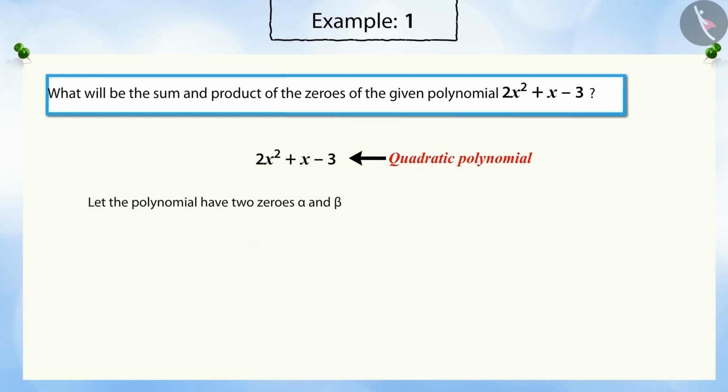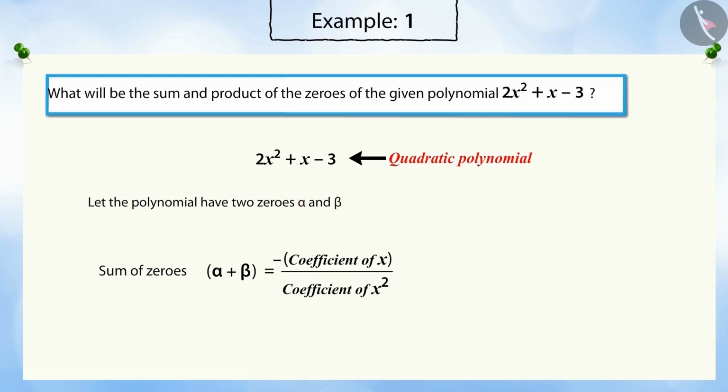Let's assume the polynomial has two zeros, alpha and beta. In the previous video, we learned that the sum of the zeros of a quadratic polynomial is the negative ratio of the coefficient of x to the coefficient of x squared. Substituting the values of the coefficients of x and x squared gives the sum of the zeros as -1/2.